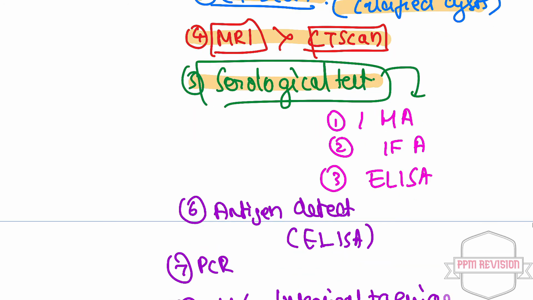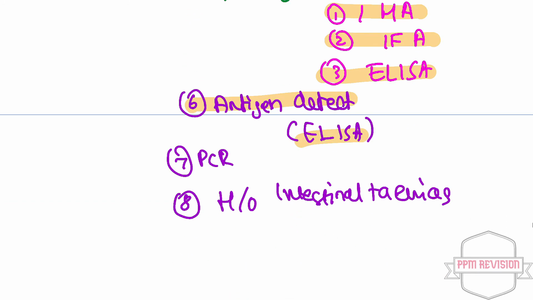And then serological tests such as IHA, that is the indirect hemagglutination assay. Then indirect fluorescent antibody, as well as the enzyme linked immunosorbent assay. And then we have the antigen detection, that is by ELISA, and then PCR, and also the history of intestinal teniasis should be ruled out.